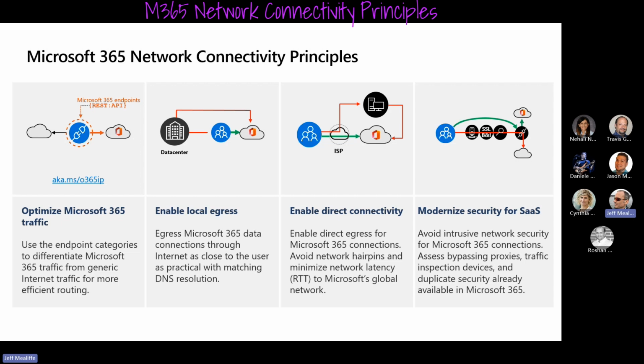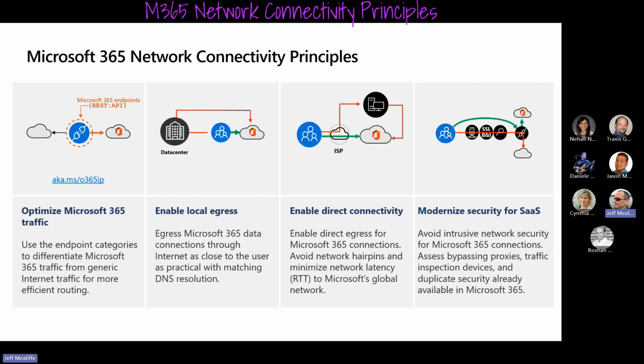You can think about this as the FQDNs that are used by clients to connect, and the IP addresses generally for the services that are hosted within Microsoft data centers, and that can be used again to identify the traffic that is Microsoft 365 or isn't, and then treat that Microsoft 365 traffic differently. Again, differentiate that traffic from generic internet traffic, and ensure that it is following an optimal path to the edge of Microsoft's network.